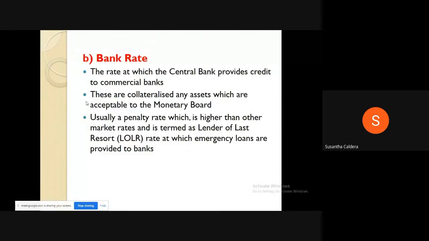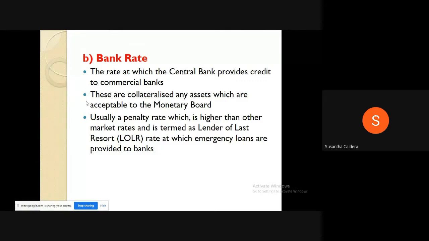Bank rate is the rate at which the central bank provides credit to commercial banks. Why does the central bank provide credit to commercial banks? That's the last resort for the bank. Yes, very good. The central bank is the banker's banker. That's the last resort.